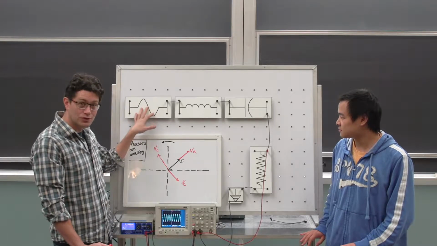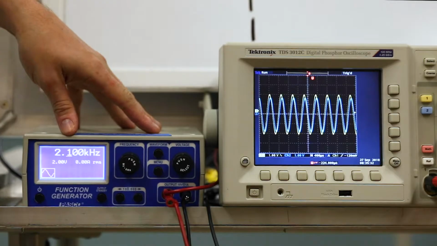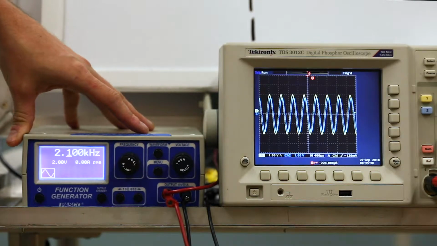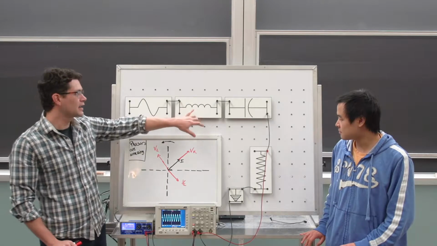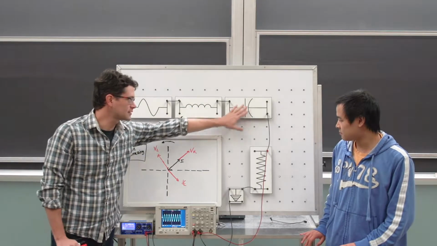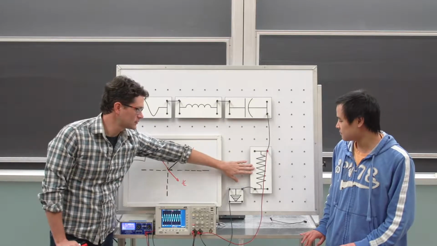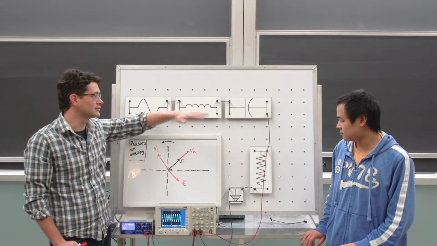Now we have an AC source, just like we had last time. This is a function generator. Frequency is right now 2.1 kilohertz and 2 volt, but we can change that. Then we have an inductor, a capacitor, never mind this little curvy symbol, this is just a capacitor, and a resistor, and this is ground. And everything is in series.